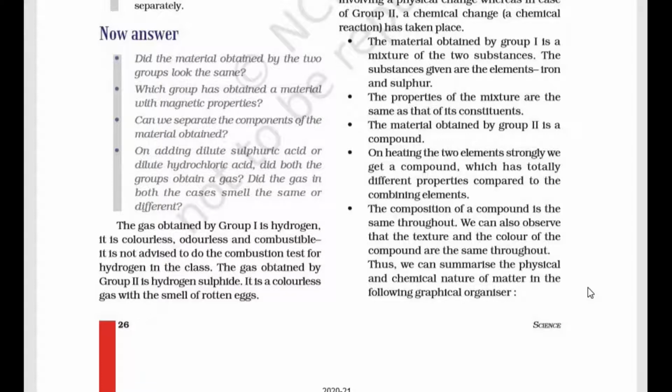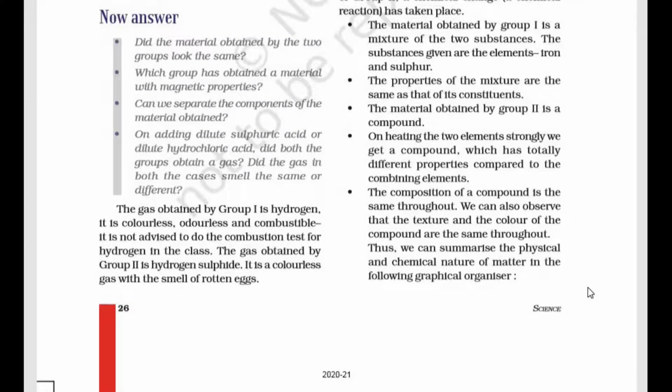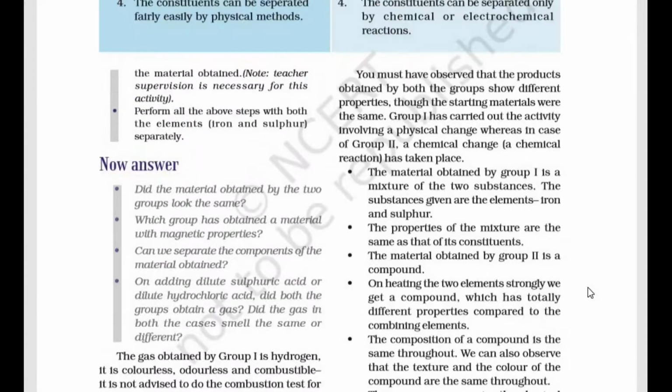It is a colorless, odorless and combustible gas, so it is not advised to do the combustion test for hydrogen in the class. And the gas obtained by group 2 will be hydrogen sulfide. It is also a colorless gas but with a different smell. So we can easily distinguish what group 1 and group 2 have obtained.